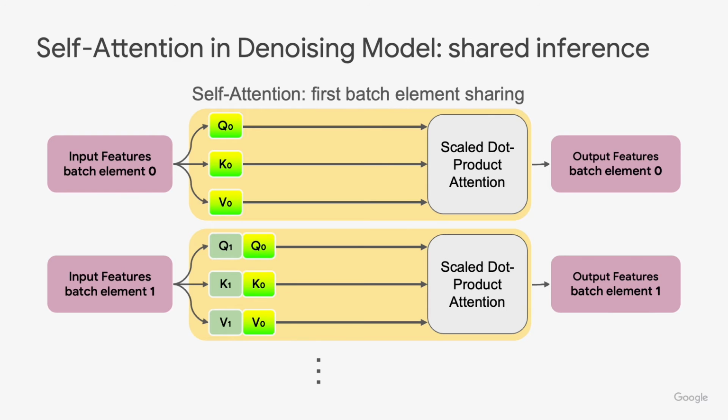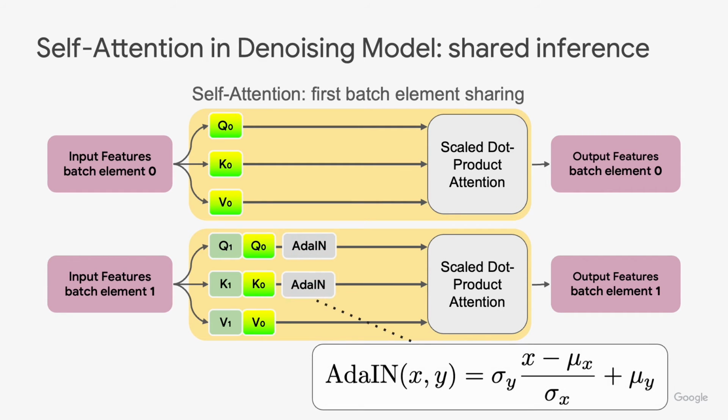For that reason, during the self-attention computation over elements different from the first one, we concatenate its queries, keys, and values with the queries, keys, and values of the first element in the batch. Before passing to the dot product attention, we normalize the queries and keys with an adaptive normalization layer to ensure that the new batch element statistics match the reference batch element statistics. Then the query vectors perform attention to both elements from their own batch index, and from the first batch.